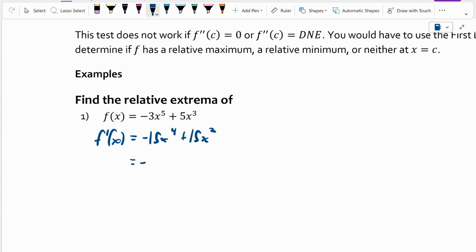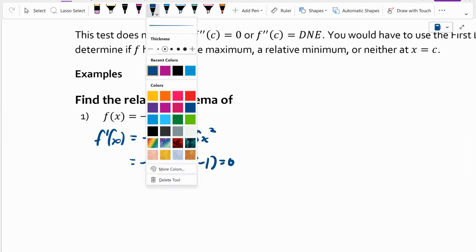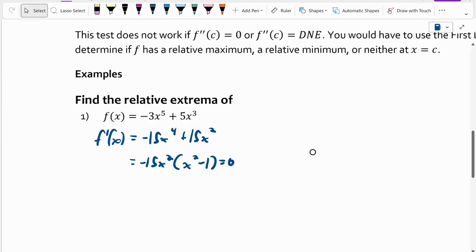And like before, we always express this in a factored form so that we can look at what's really going on. I'm going to leave it like this because we know right away that the critical values are 0 and plus or minus 1.